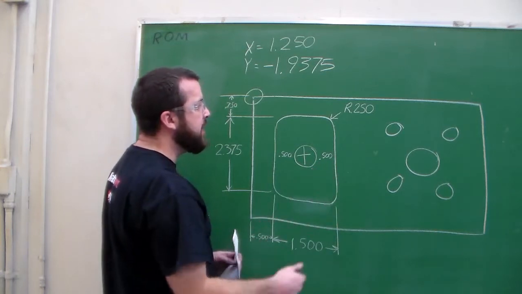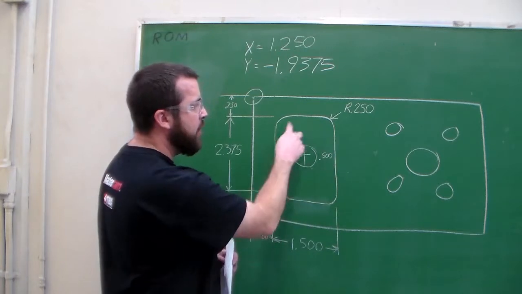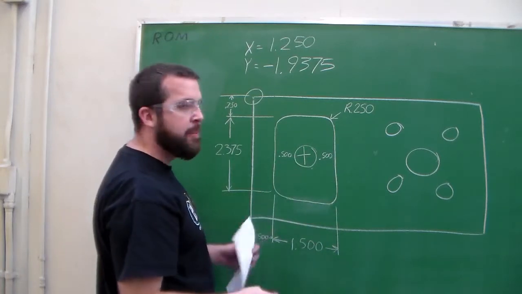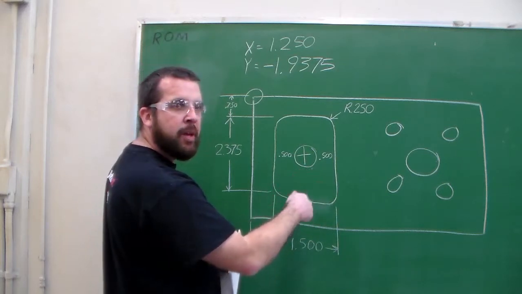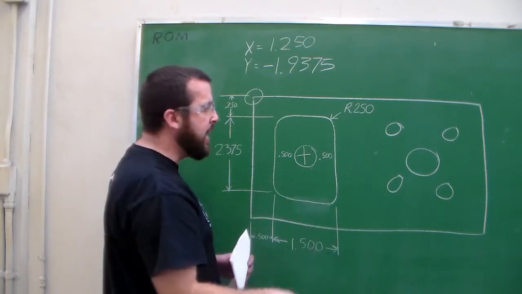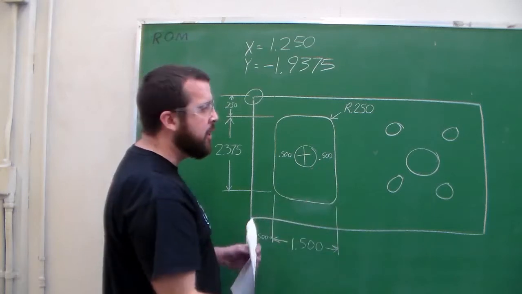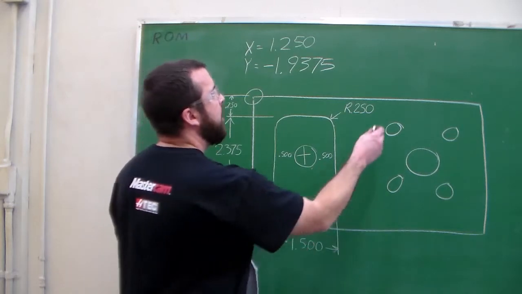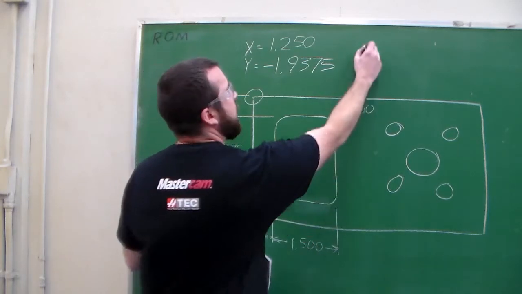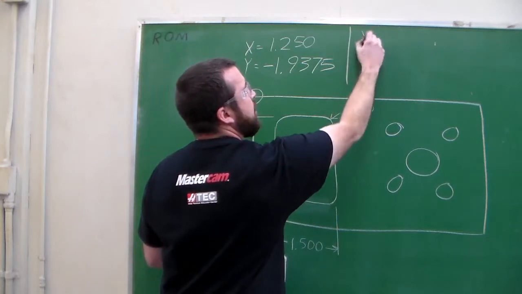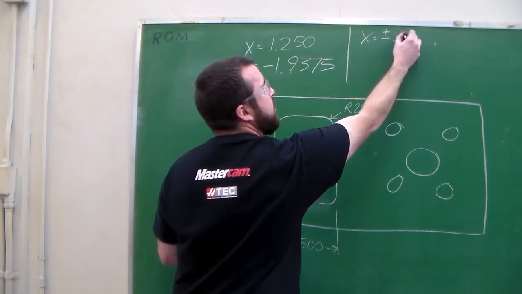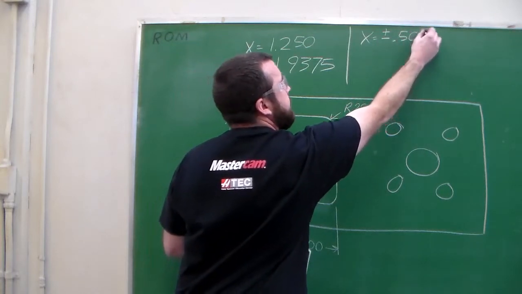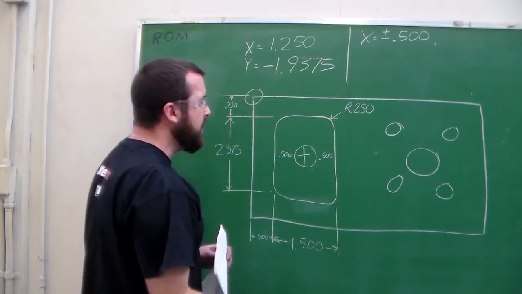So now I've established that when I actually start to run around this pocket and mill out the pocket itself, the furthest I'm ever going to move, positive or negative, in my x-axis is going to be 0.500. So I could jot that down somewhere. To try not to make this confusing, I get some sort of divider. So it'll be positive or negative 0.500.